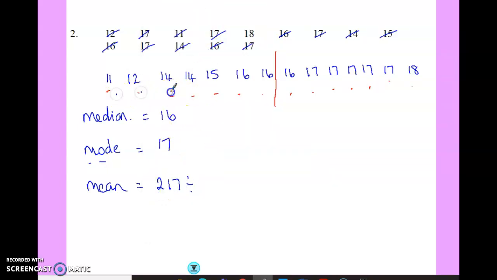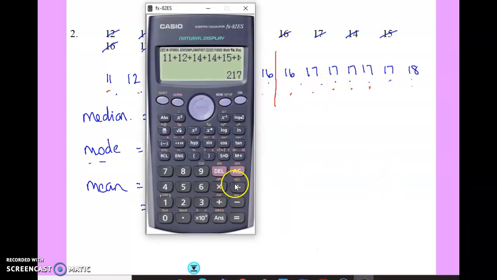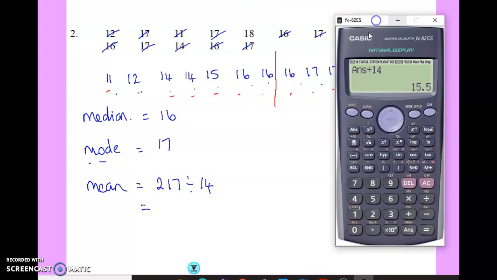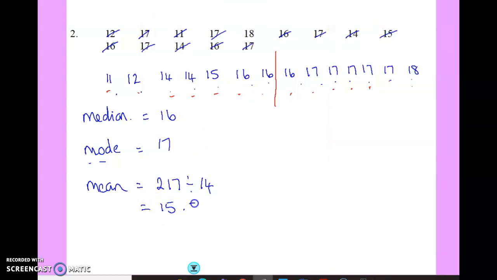Divided by 1, 2, 3, 4, 5, 6, 7, 8, 9, 10, 11, 12, 13, 14. Again, we'll do this to one decimal place. 15.5. So my mean here is 15.5.